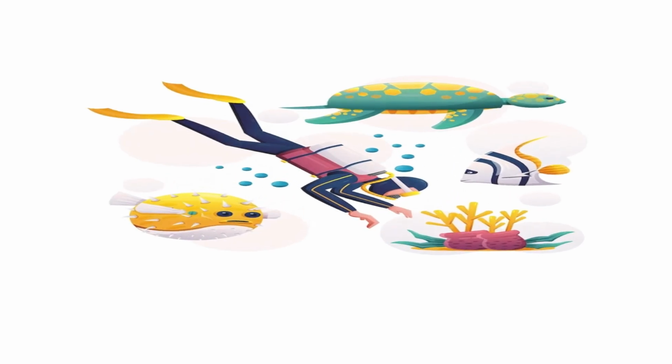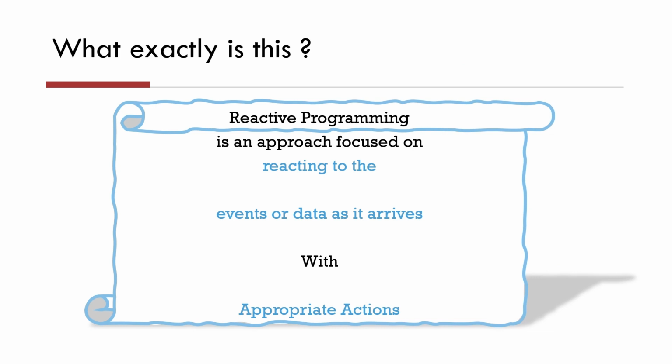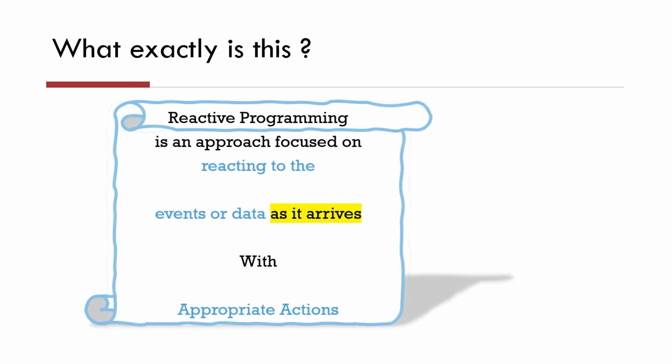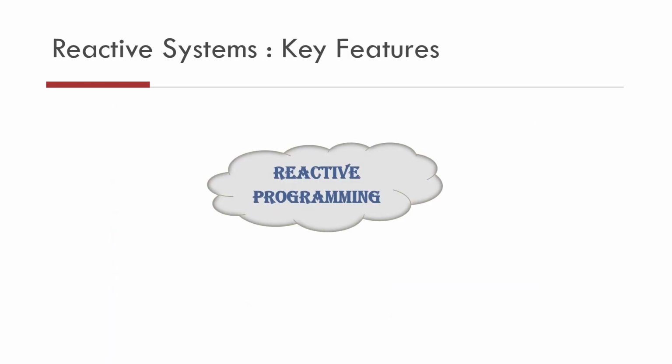Having seen the reactive systems being almost everywhere, let's deep dive to figure out what makes these systems so special, or rather so universal. At its core, reactive programming is an approach focused on reacting to events or data as it arrives with appropriate actions. The important clause to mark here is, as it arrives. We will discuss this in more detail in a few slides. But this is the point that makes reactive components highly efficient and scalable.